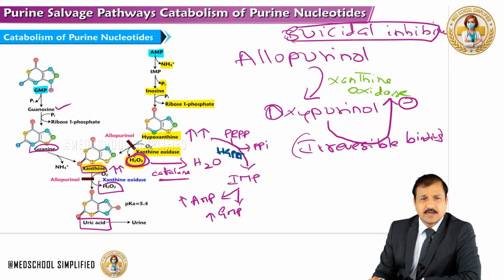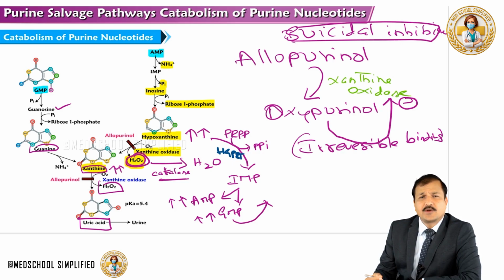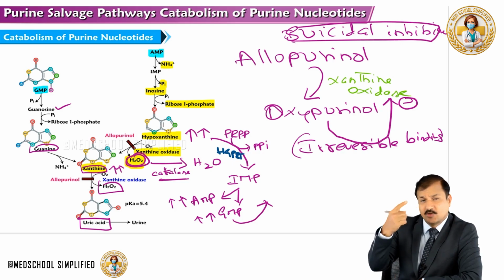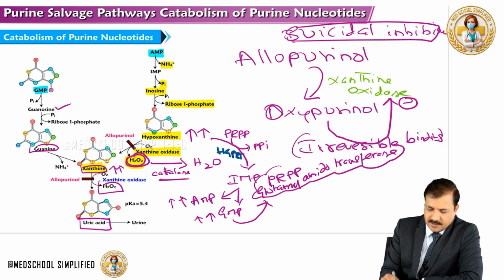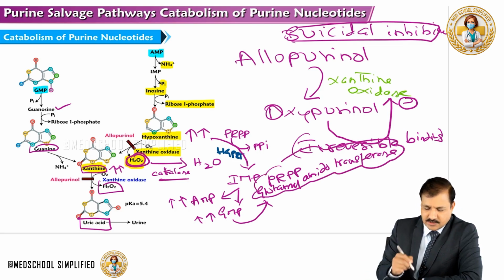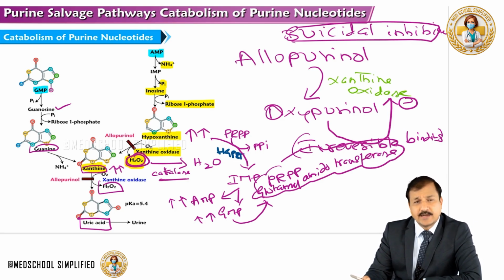Whenever AMP and GMP are increased, they will have a negative effect on the rate limiting enzyme in purine nucleotide biosynthesis in the de novo pathway, and that is PRPP glutamyl amidotransferase. PRPP glutamyl amidotransferase is the rate limiting enzyme in purine nucleotide biosynthesis. So that rate limiting enzyme is inhibited by allopurinol indirectly.